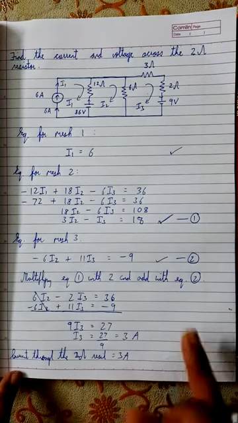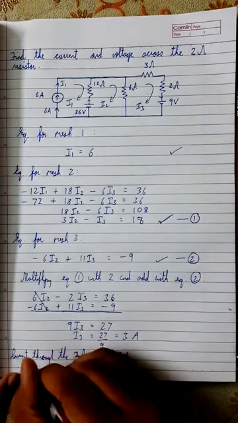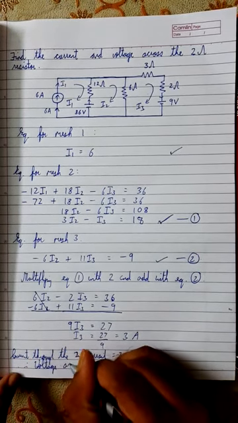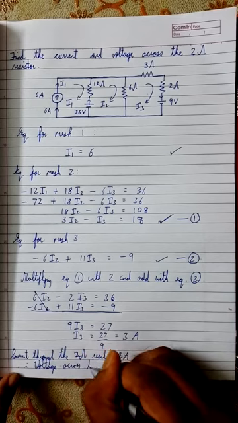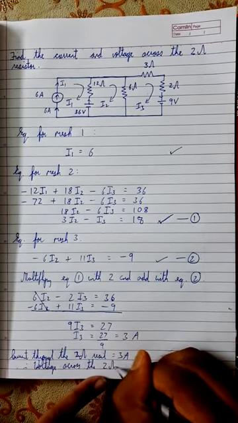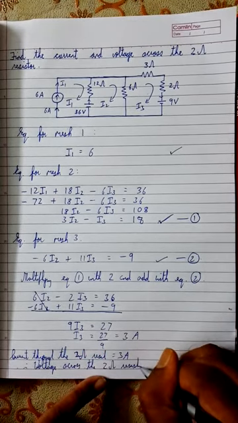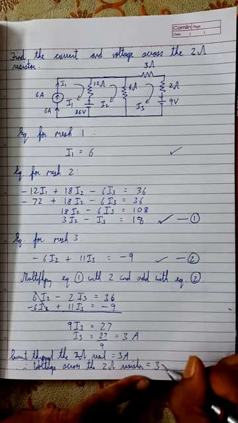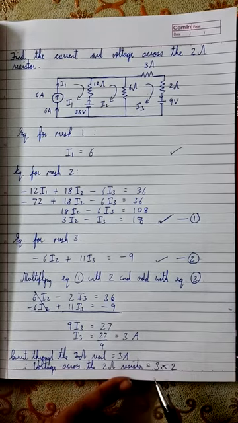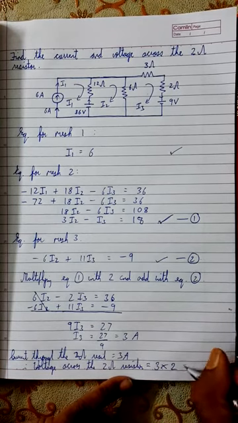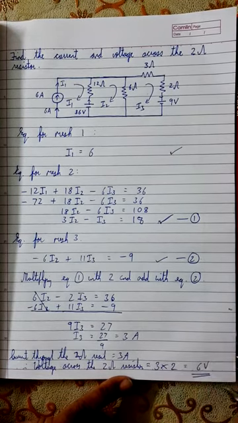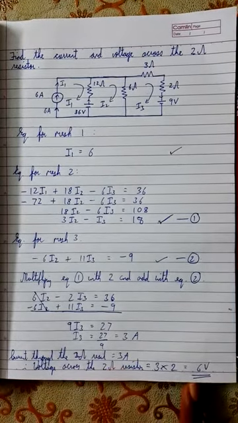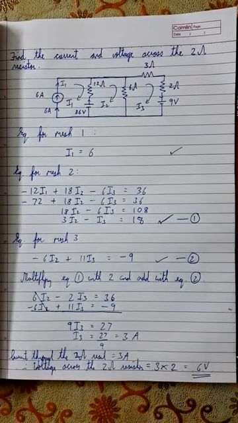Now what is the voltage across the 2 ohm resistor? The voltage across the 2 ohm resistor is nothing but the current through the 2 ohm resistor into the resistance. V is equal to I into R, so it is nothing but 6 volt. So the current through the 2 ohm resistor is 3 amperes and the voltage across the 2 ohm resistor is 6 volt.